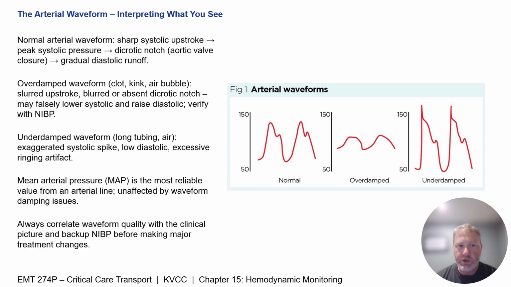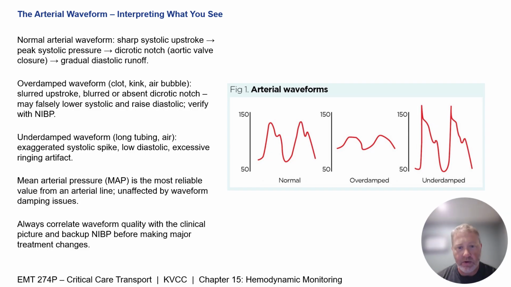But the arterial waveform itself contains physiologic information beyond the displayed systolic and diastolic numbers. A rapid upstroke represents ventricular ejection. The dicrotic notch, or that little notch on the descending portion of the waveform, represents aortic valve closure. Diastolic runoff reflects the peripheral vascular tone and the arterial compliance.